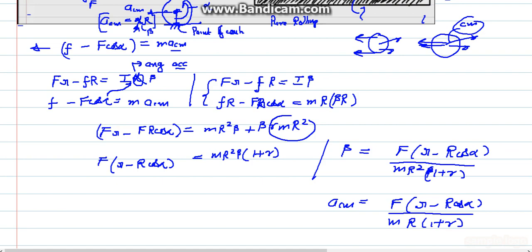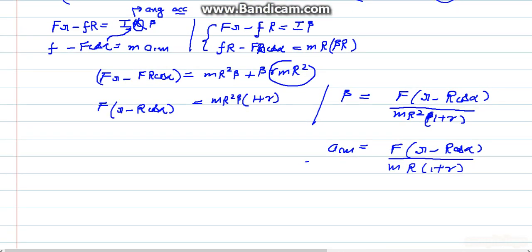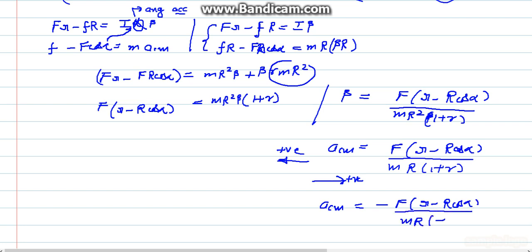And we have to find this projection along the x-axis, since we had taken this positive in this direction. So along the positive x, the center of mass acceleration projection would be just the negative of this, F times R minus r cos alpha upon mR 1 plus gamma. This is along the positive x-axis, and this was along the negative x-axis, what we had taken. So this is one answer.